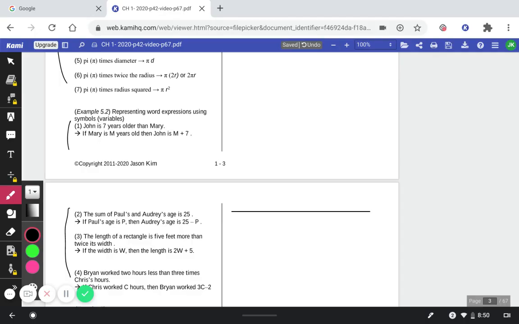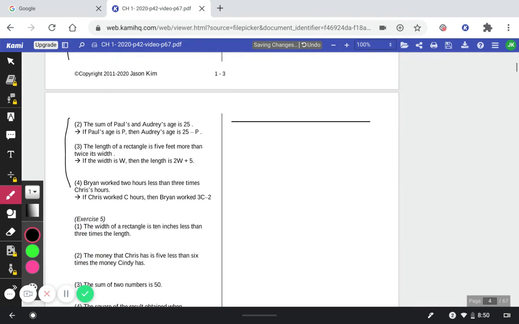John is 7 years older than Mary. If Mary is m years old, then John is m plus 7. So that's how you translate this sentence into an algebraic expression. John is 7 years older than, so again you have a "than". So you always write whatever is after "than" first. Let's assume that Mary is m, older means plus, so plus 7. That's how you write it.